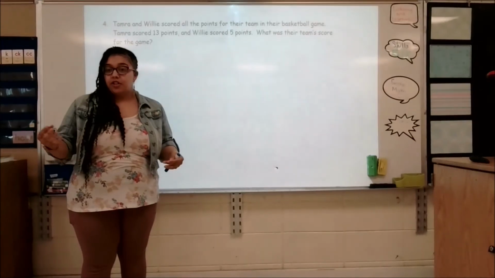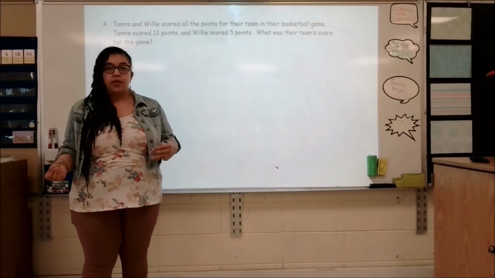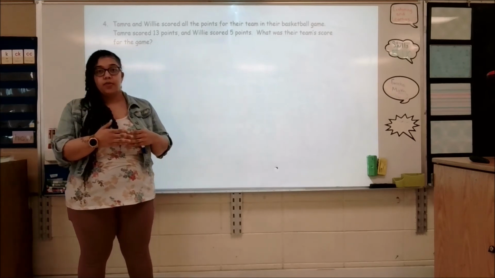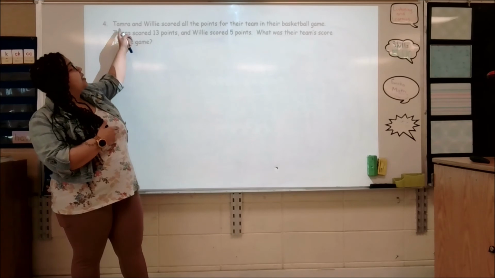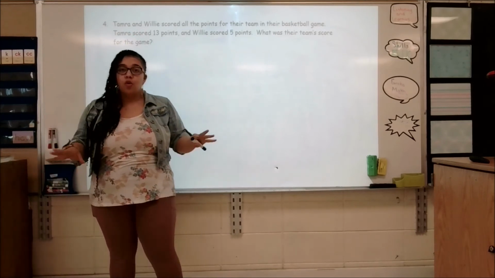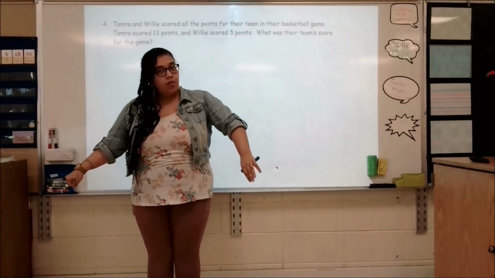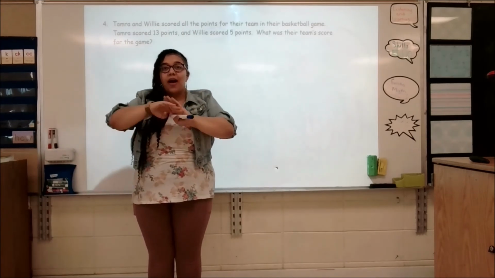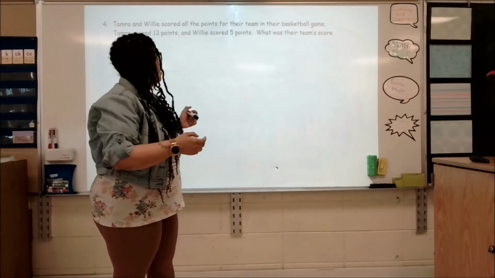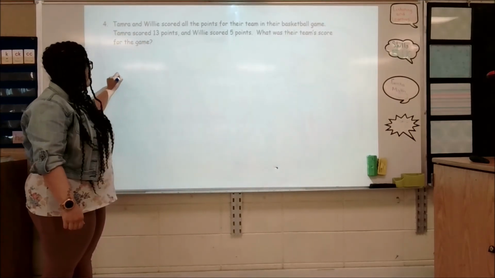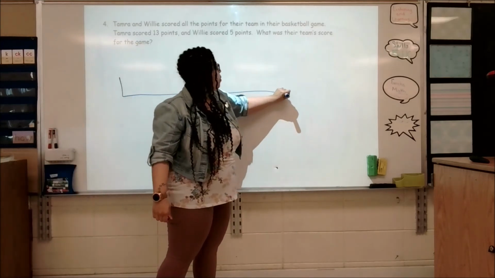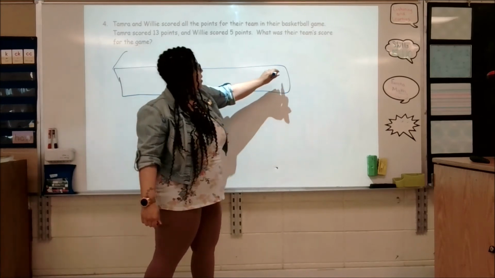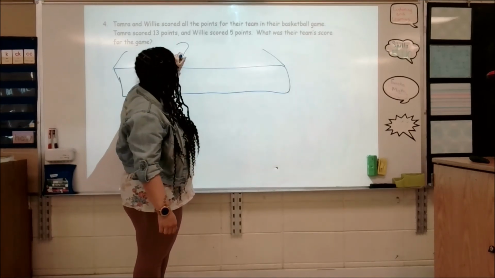This is another situation of putting the pieces together, putting the parts together. It tells us we want to know what their team score is, right? But it also tells us that Tamara and Willie scored all the points. So what I need is Tamara's points and Willie's points, put together, to know how many points were scored in the game. So we want Tamara and Willie's points all together. That tells us how many points the team scored.